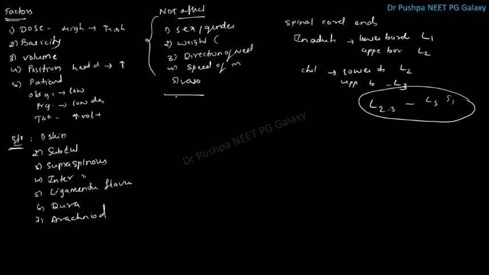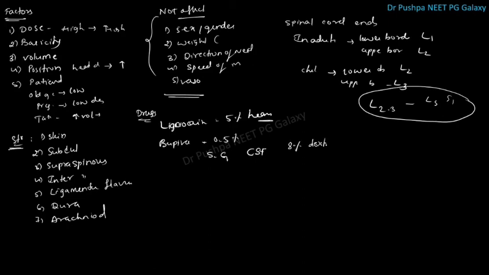Which drugs do we use? The most common drugs used are clindamycin, that is 5% heavy, or bupivacaine, 0.5% heavy. What does heavy mean? Heavy is the specific gravity of the drug with respect to CSF. We make the drug heavy by adding 8% dextrose.